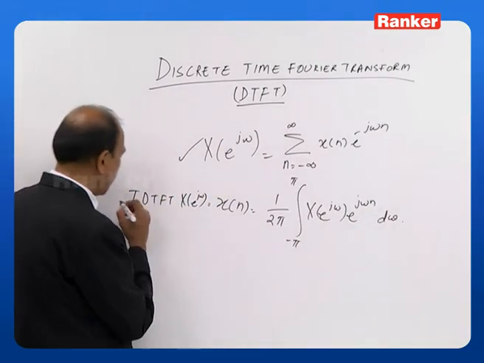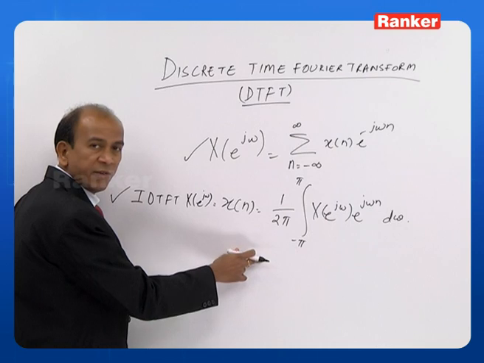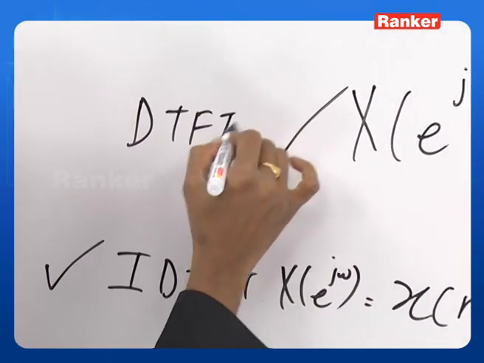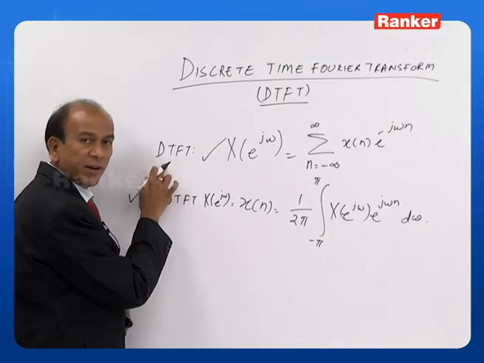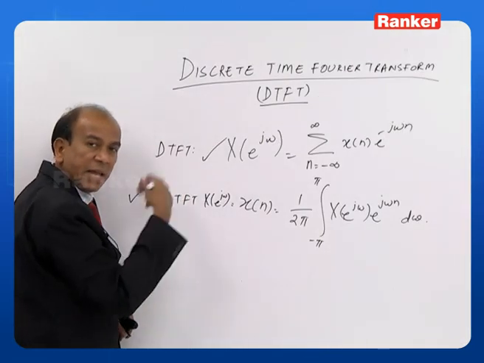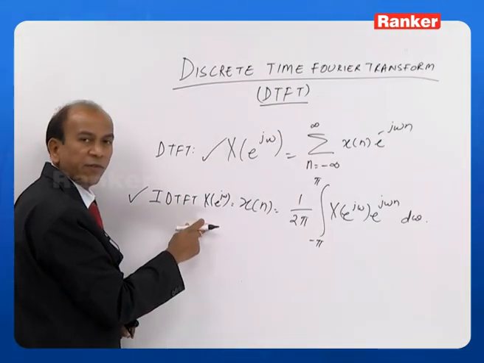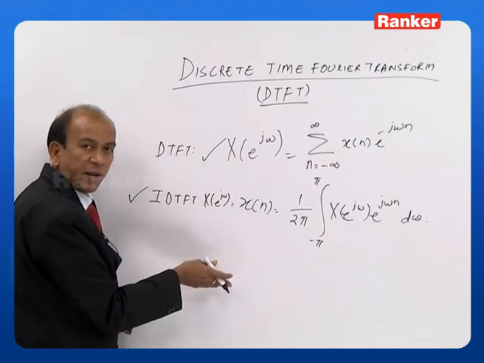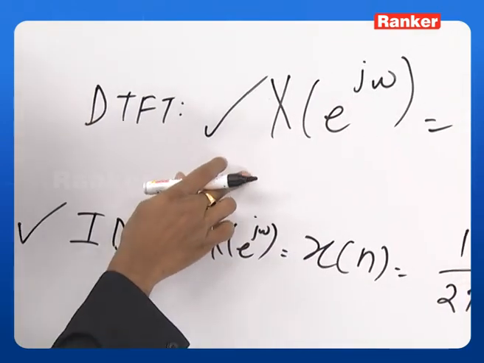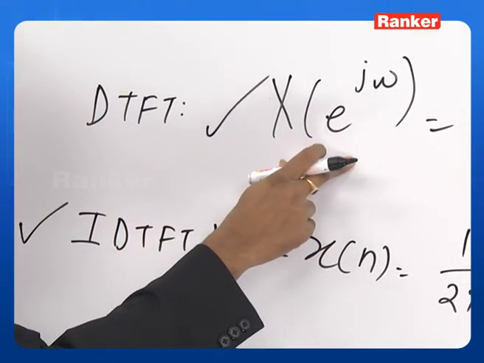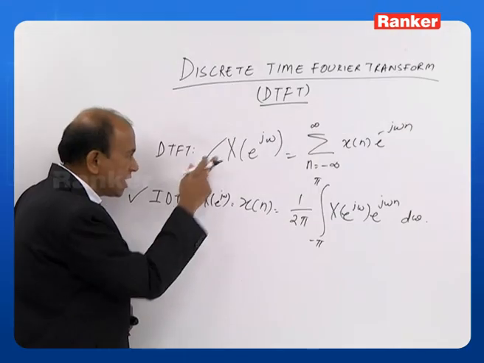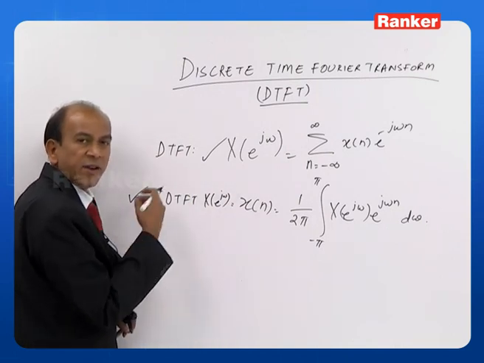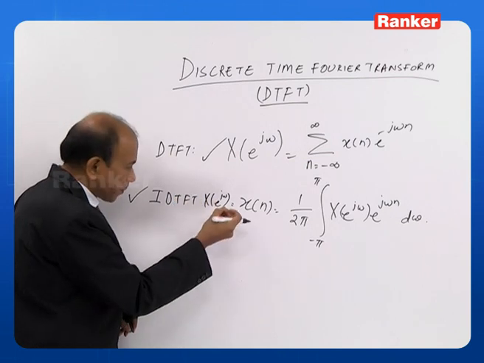So, this will give me the inverse discrete time Fourier transform, whereas the other gives me the discrete time Fourier transform. This is the discrete time Fourier transform of x of n, and this is the inverse discrete time Fourier transform of X of e to the power of j omega. So, you get these two. Once you have these two formulae, given x of n you can find the discrete time Fourier transform, or given the discrete time Fourier transform, I can find x of n by calculating the inverse discrete time Fourier transform.